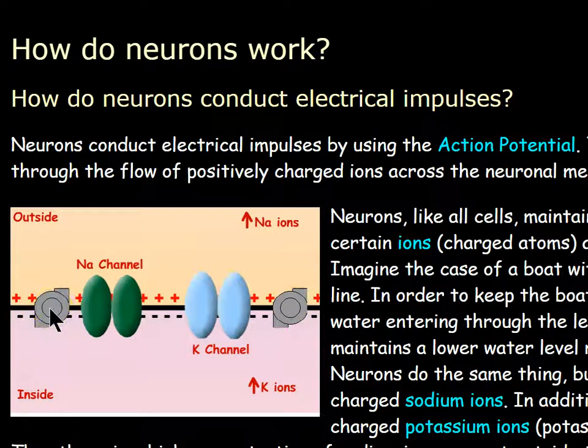They're going to be restoring the ions to their previous concentrations. So when sodium rushes in, it has to be pumped back out. And likewise with potassium. When potassium leaves the cell, it has to be pumped back in so that the neuron can generate another action potential.